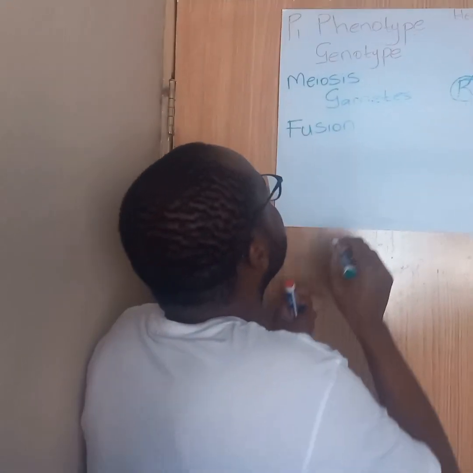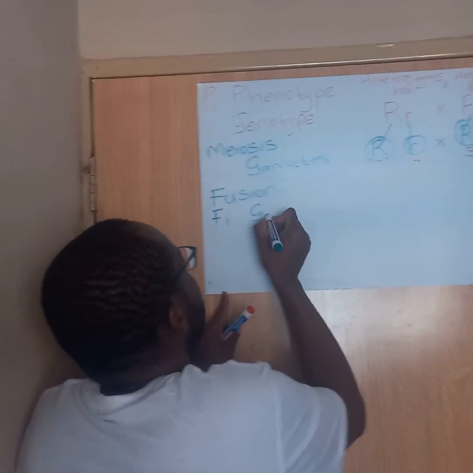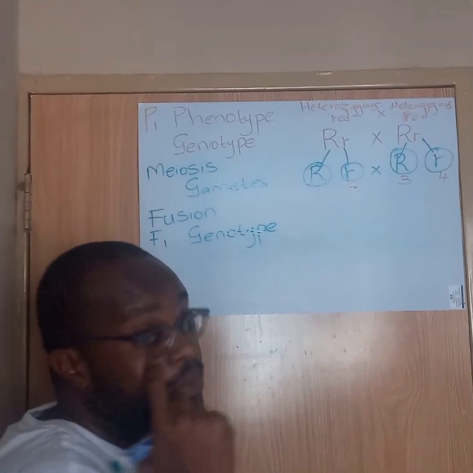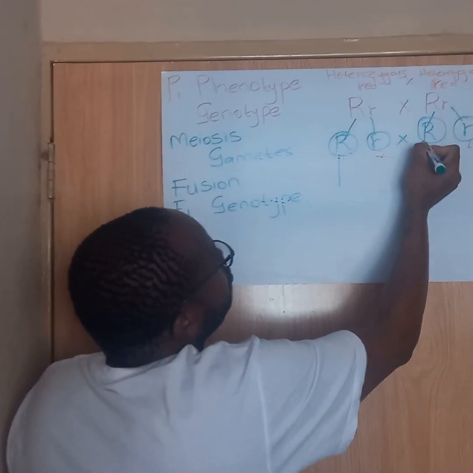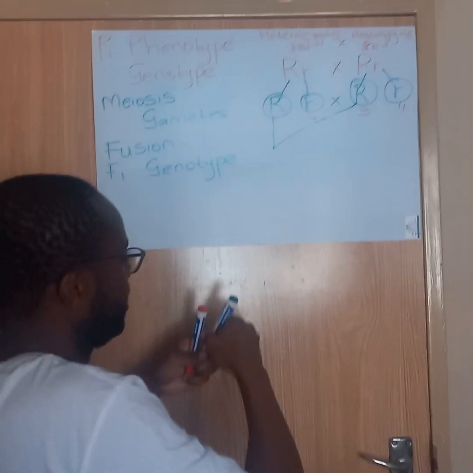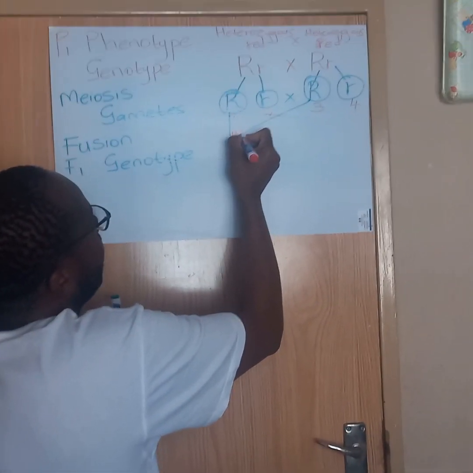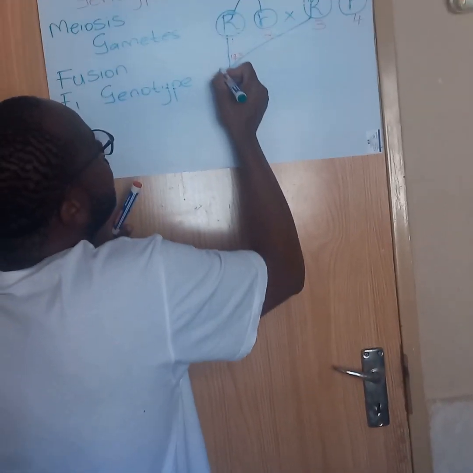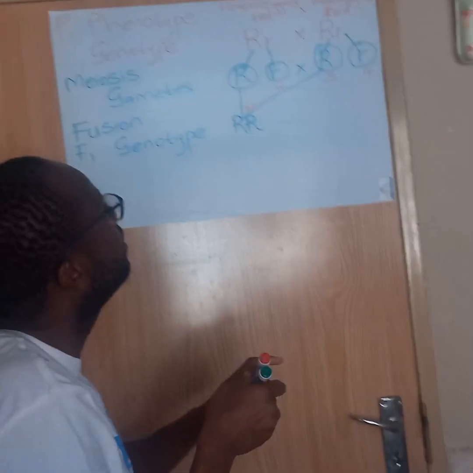So after fusion, we are going to have F1 genotype. With this one, we will cross number 1 with number 3. I'll write it in brackets here, inside it's 1 and 3. So number 1 is capital letter R. Number 3 is also capital letter R.